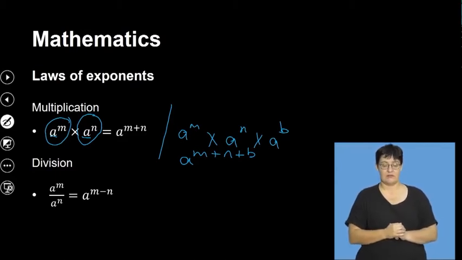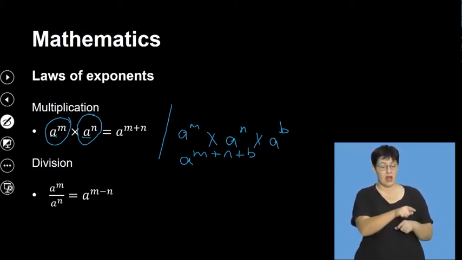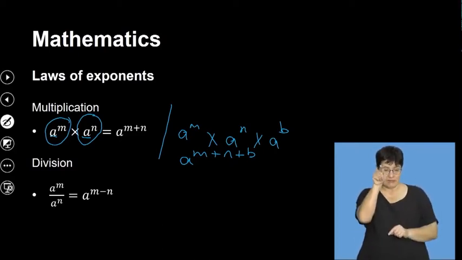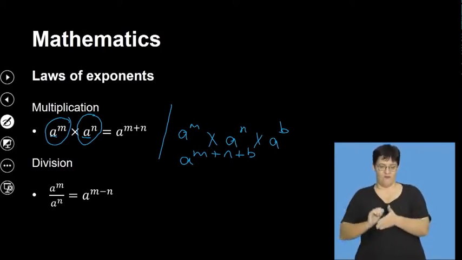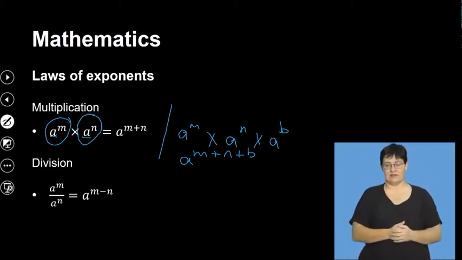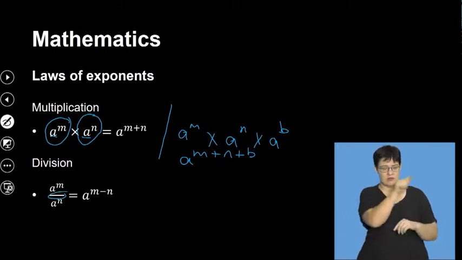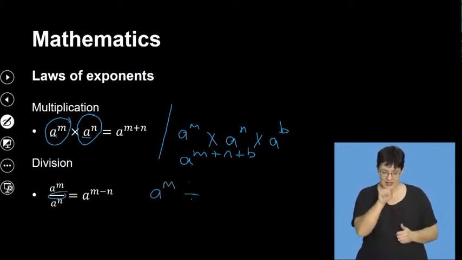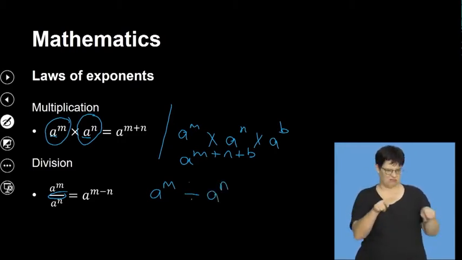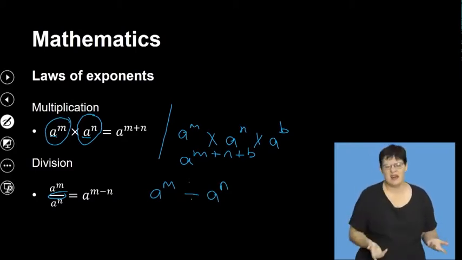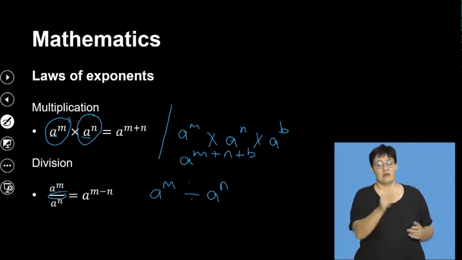Now, when we are dividing powers of the same base, we need to do the opposite of addition, which is subtraction, because division is the opposite of multiplication. And here I just use a division line, but you know it can also be a to the exponent of m divided by a to the exponent of n. They mean one and the same thing, right? Even with this, it doesn't matter how many powers you are dividing.